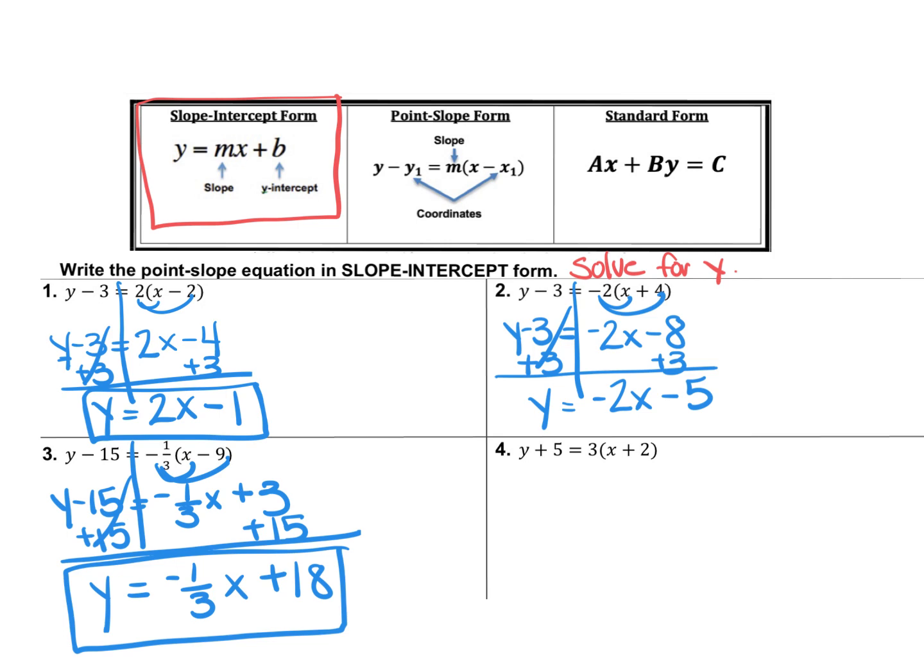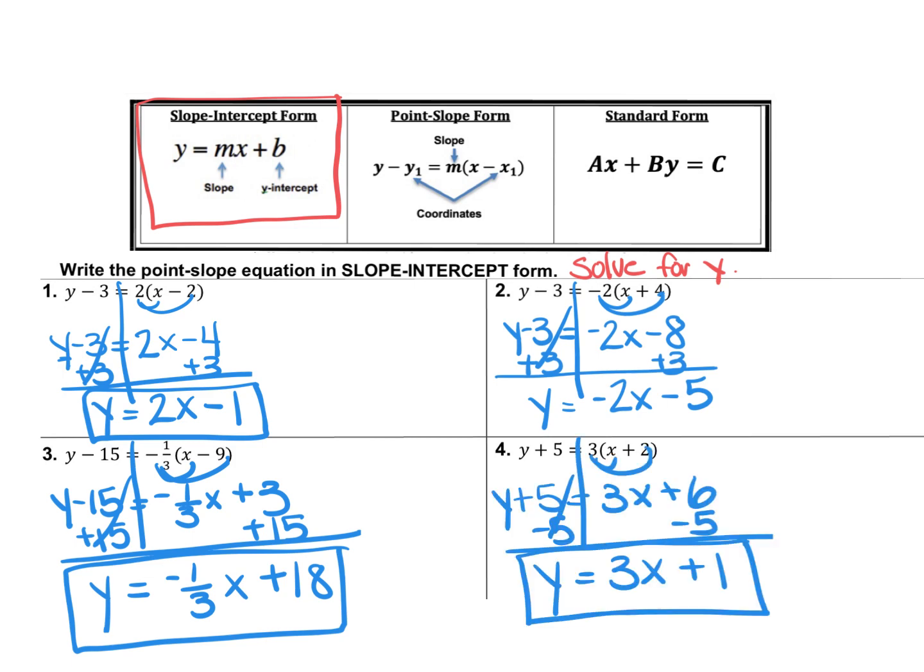All right, you do the next one, and then pause the video and come back and check to see that you did it correctly. Okay, so you should have had y is equal to 3x plus 1. So you distributed the 3, and then you subtracted the 5 to get the y all by itself.